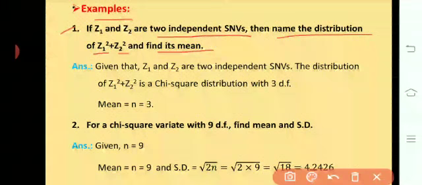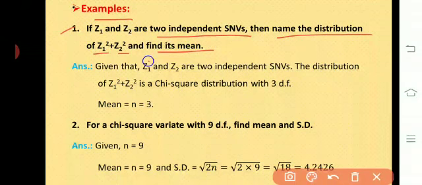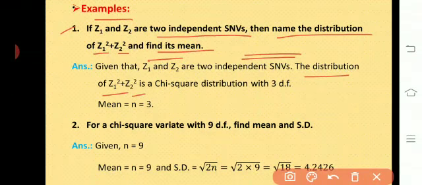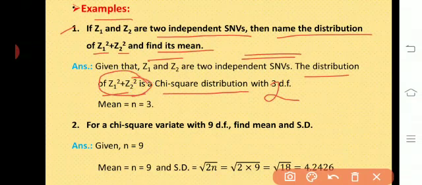In the solution, we will write the given values. Given that z1 and z2 are two independent standard normal variates, therefore the distribution of z1 square plus z2 square is a chi-square distribution with 2 degrees of freedom, not 3, it is 2 degrees of freedom. If we add 2 squares of standard normal variates, then the degrees of freedom is 2. And the mean is equal to 2. Here the parameter is 2, so mean is equal to n, which is equal to 2.